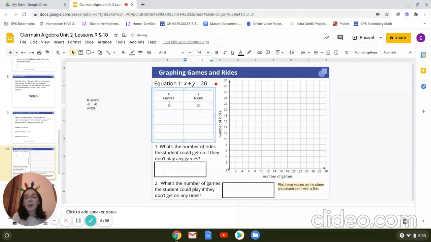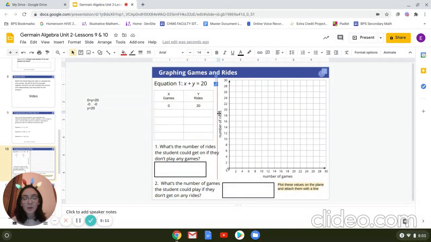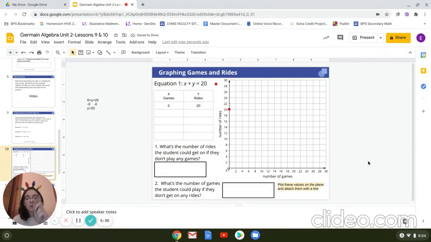So if I want to plot that point on my line and I want to graph it, that means I can take one of these points off my pile, and I know that my games is going to be 0. So that means I need to go over on my games axis to 0, and then my rides is going to be up to 20. So I'm going to go up to 20, and I'm going to place a point here. Okay? There we go. That's one of them.